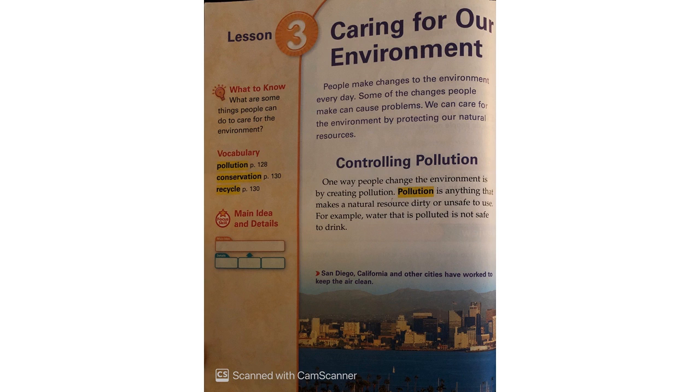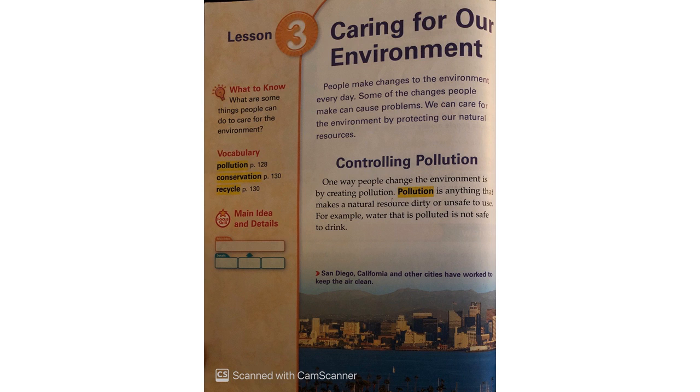So, on the first page, we can see that the title is Caring for Environment. Let's start reading. There are 3 very important vocabulary words that you should know. The first word is pollution, second word is conservation, and the last one is recycle. And we're going to come across these words as we read the lesson.